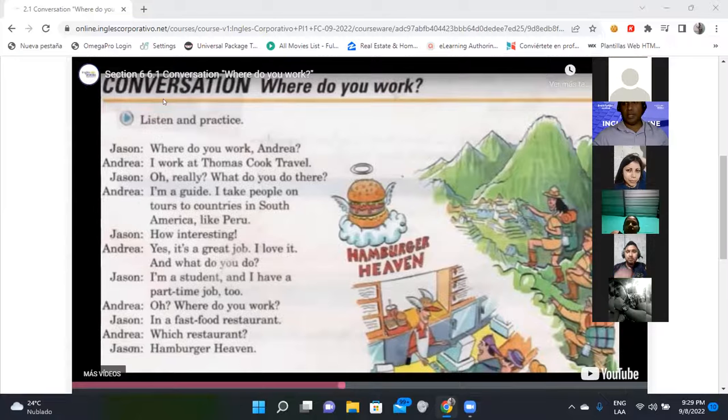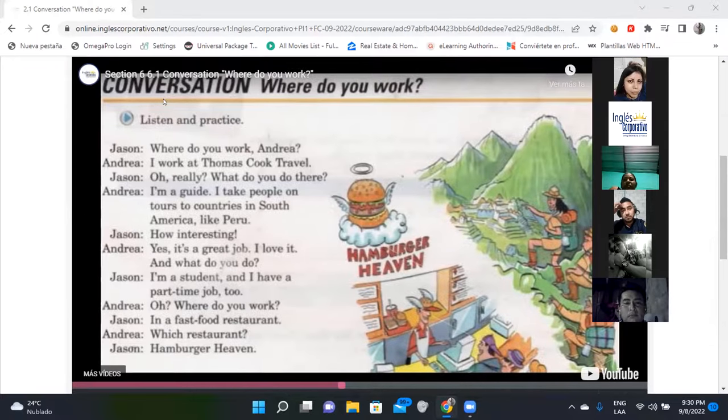And action. Where do you work, Andrea? I work at Thomas Cook Travel. Oh, really? What do you do there? I'm a guide. I take people on tours to countries in South America, like Peru. How interesting. Yes, it's a great job. I love it. And what do you do? I'm a student, and I have a part-time job, too. Oh, where do you work? In a fast food restaurant. Which restaurant? Hamburger Heaven.